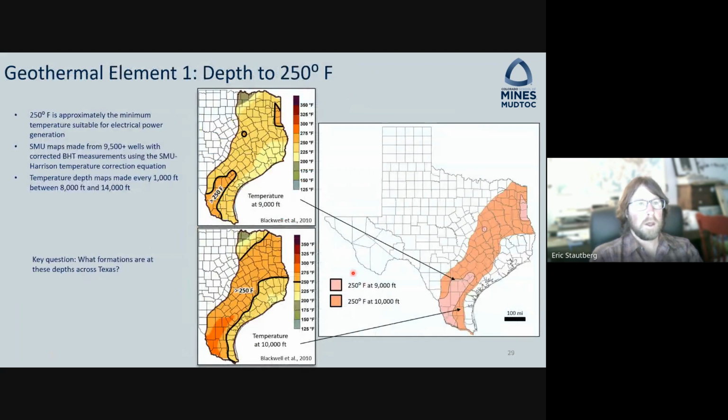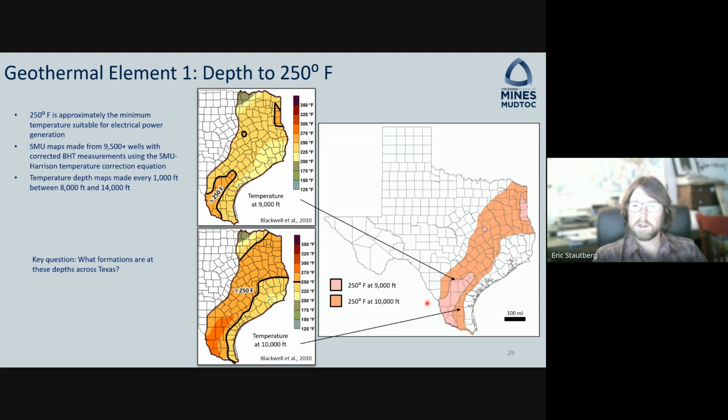So now I want to talk about the Texas Gulf Coast and some of the key geothermal elements, or at least what I'm considering some of the key geothermal elements. And the first one is the depth to 250 degrees Fahrenheit. And these two maps are from another SMU publication, Blackwell et al. 2010, where they mapped some of these different isotherms across the Texas Gulf Coast. And so I extracted the depths to 250 degrees Fahrenheit and put them on this map over here.